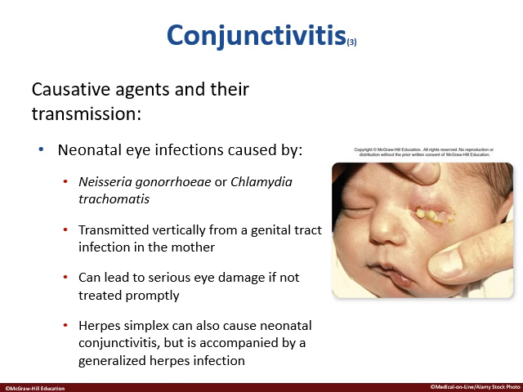Neisseria gonorrhoeae and Chlamydia trachomatis. Gonorrhea and the clap. Okay, two big problems for the neonate. Okay, it's a vertical transmission. Remember, vertical, mom to baby. As the baby passes out through the vagina, if gonorrhea is present, chlamydia is present, it's going to be colonizing the baby.